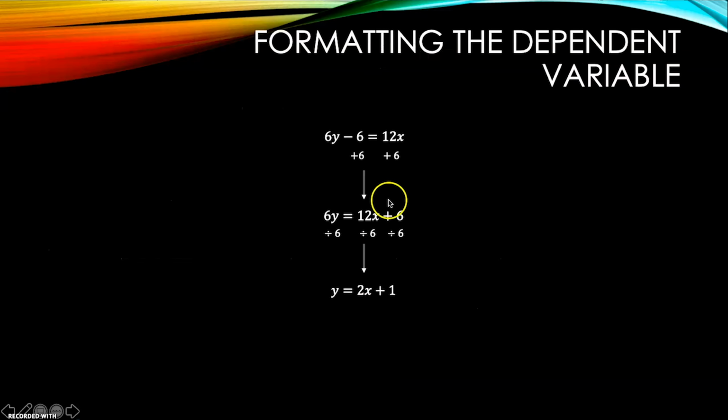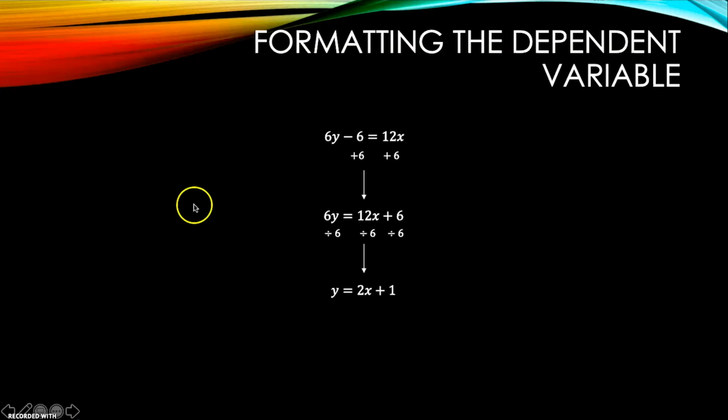Now going back to formatting the dependent variable, we have the equation 6y minus 6 equals 12x. Well, we want to get this y by itself and with no coefficient. We'll have a coefficient of 1. That's where there's nothing in front of the y. If there's nothing in front of a variable, the coefficient is 1.